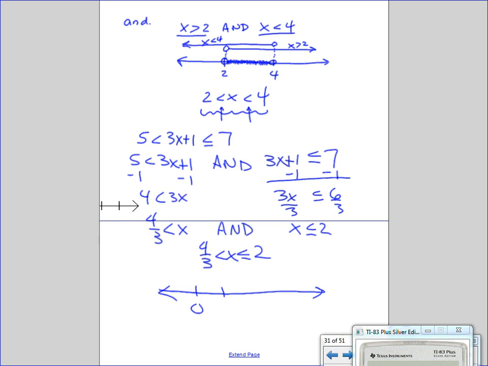Now the graph of that: here's 0, 1, 2, 3. We would have 4/3, which would be right here, and we'd have an open circle on 4/3, and then we'd have a closed circle on 2 because it's equal to, and we would graph the numbers in between. Now that's how you would handle a combined inequality that has "and."